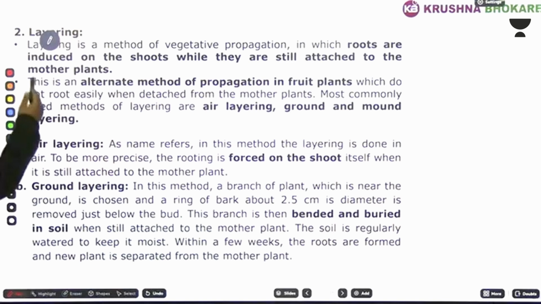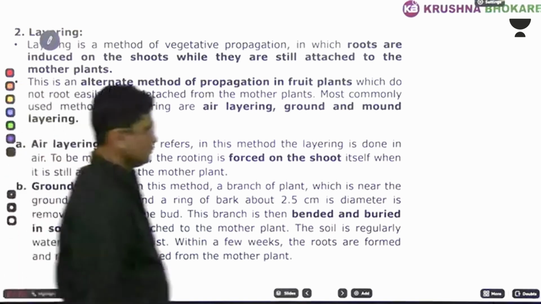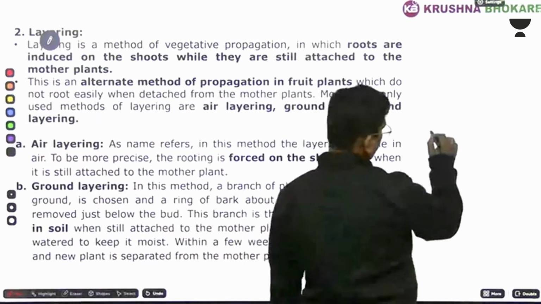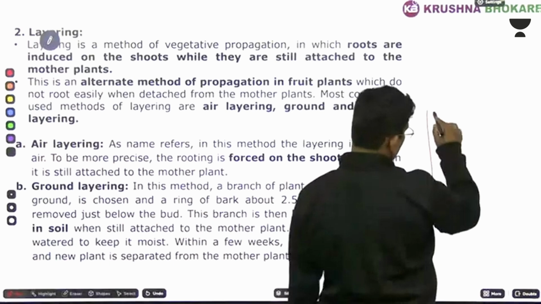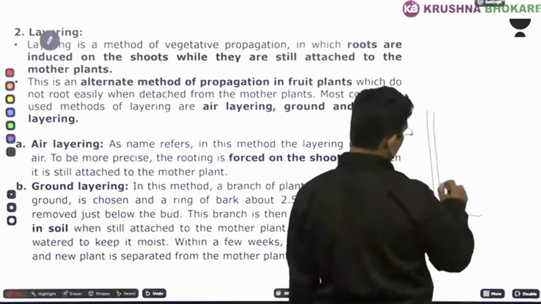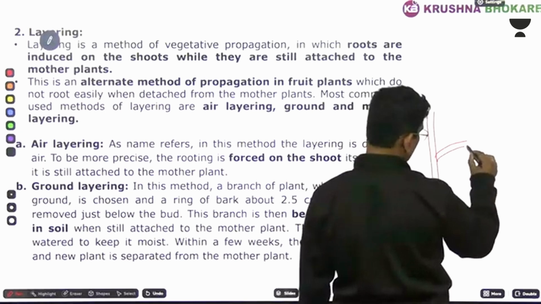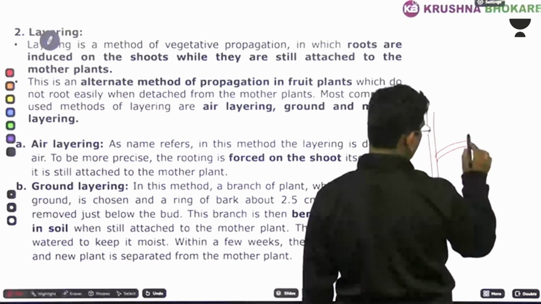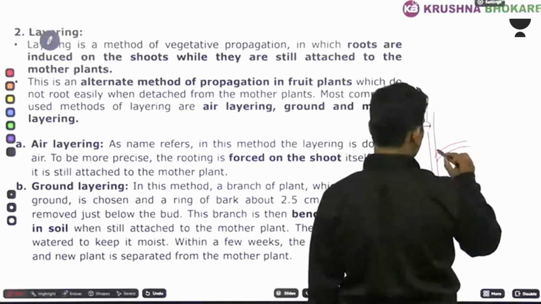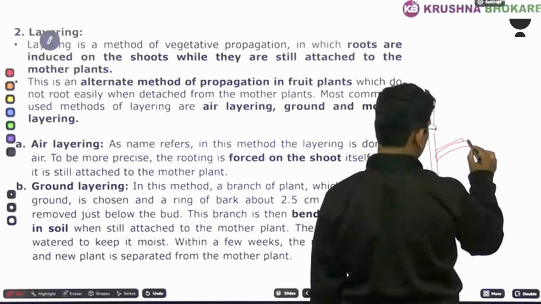Then layering. What is layering? You know, let's say this is the main tree of your pomegranate. Pomegranate, you know it. Pomegranate is called as anar.